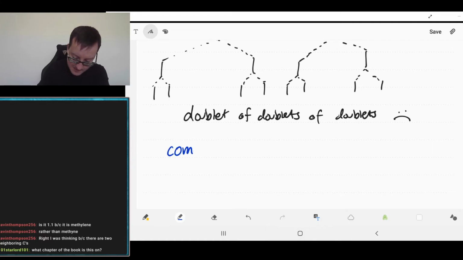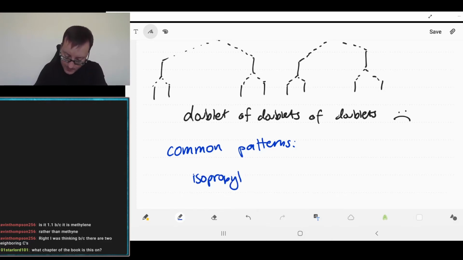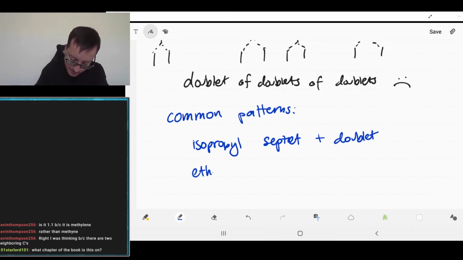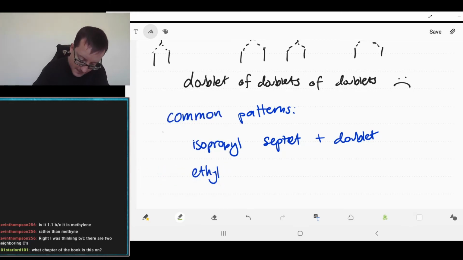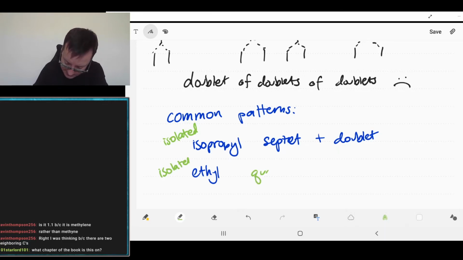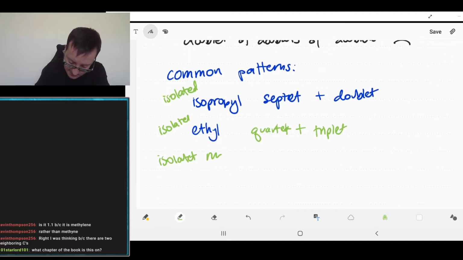All right, let's see common patterns. We have isopropyl, which is going to be a septet plus a doublet. An ethyl group. These are typically called isolated ones because if they weren't isolated, we would have other things happening with them. An isolated ethyl group will give you a quartet plus a triplet. An isolated methyl group is just a singlet.